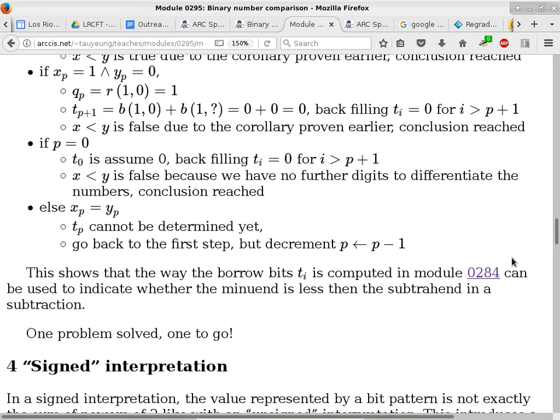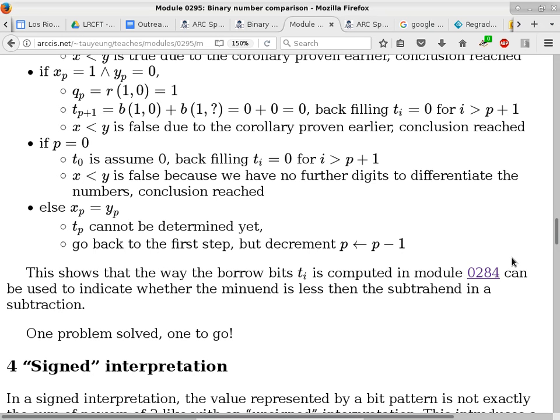If you cannot find anything that is different, then the two numbers are in fact the same, and as a result, the borrow flag is going to be a 0. So that's also done. When we are done with all of these steps, we should be convinced that tm is a 1 if and only if x is less than y, interpreted unsigned.